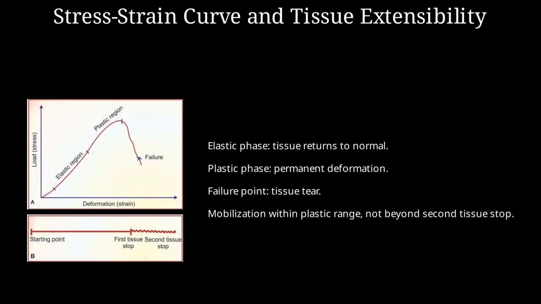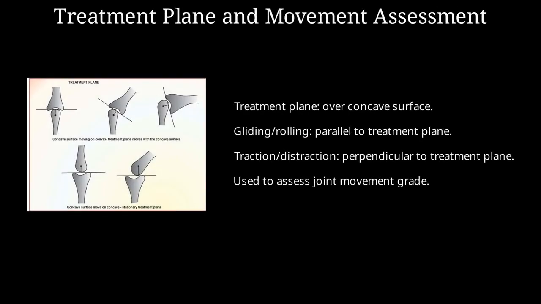The stress-strain curve explains tissue response to external force. Elastic phase, returns to normal; plastic phase, permanent deformation; and failure point, tissue tear. Mobilization should be performed within the plastic range but not beyond the second tissue stop to avoid injury. The treatment plane lies over the concave joint surface and moves with it. Gliding and rolling tests are performed parallel to the treatment plane, while traction and distraction are performed perpendicular. This helps determine the grade of joint movement.